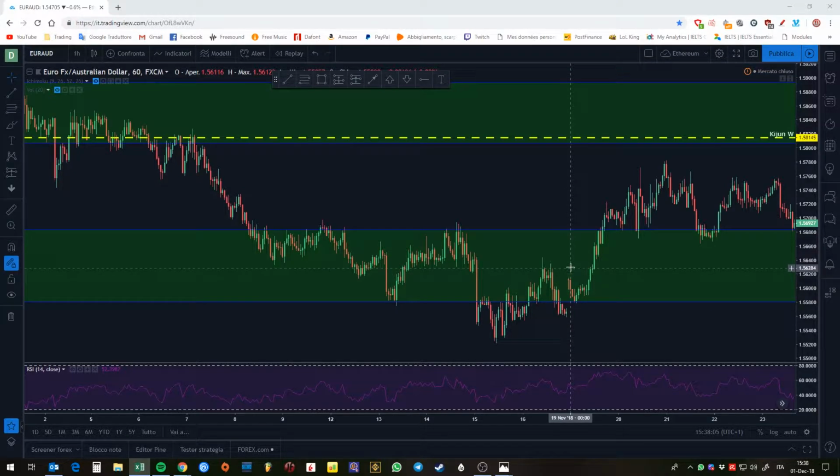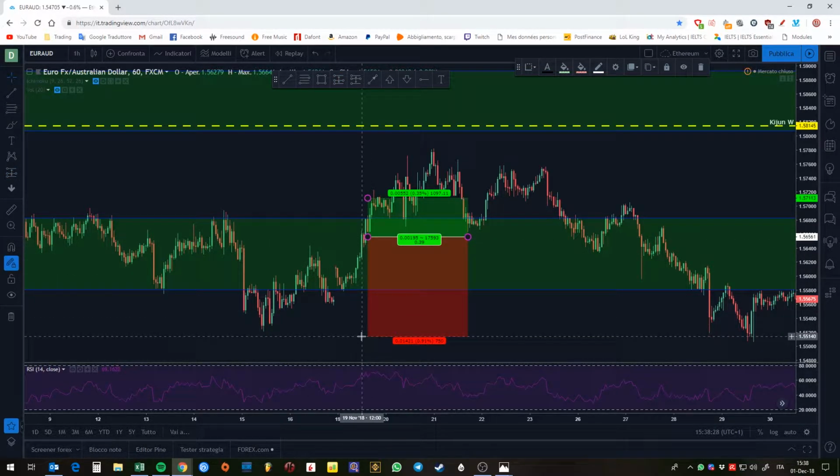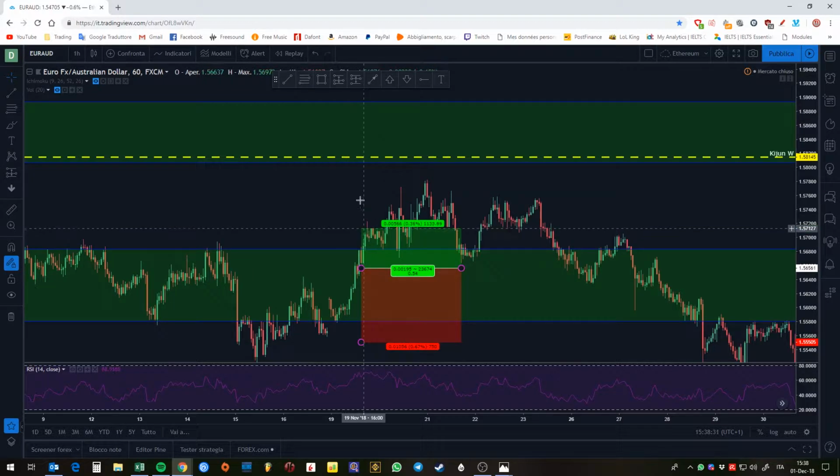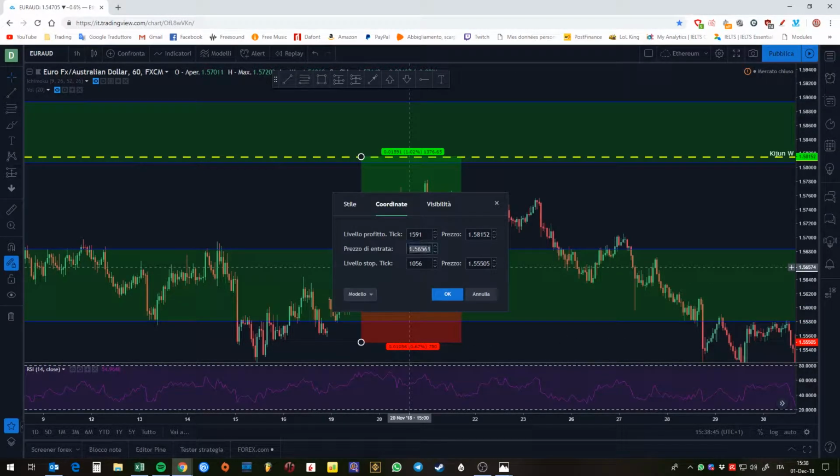Entry at 1.56667. On the break of that one, yeah, that's fine. And the stop loss is here. No, it's here. And where's the take profit? Okay, yeah. But it's a 2.37 risk reward. The stop loss is 1. Okay, yes. Let's go like this.